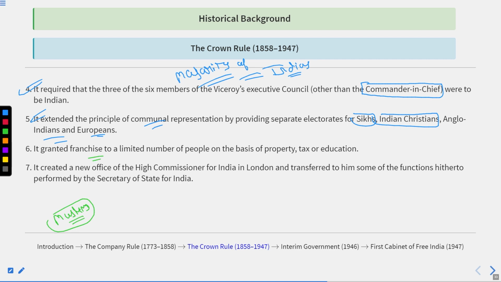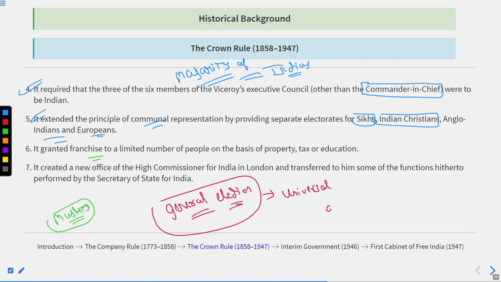Granted franchise to a limited number of people on the basis of property, tax or education. It means that, however, the concept of general election was brought into force, but not with universal adult franchise. It means that not everyone was allowed to vote, only certain persons on the basis of property, tax or education were allowed to vote.